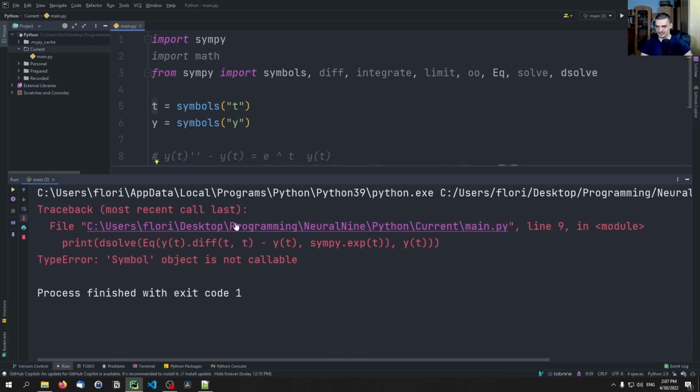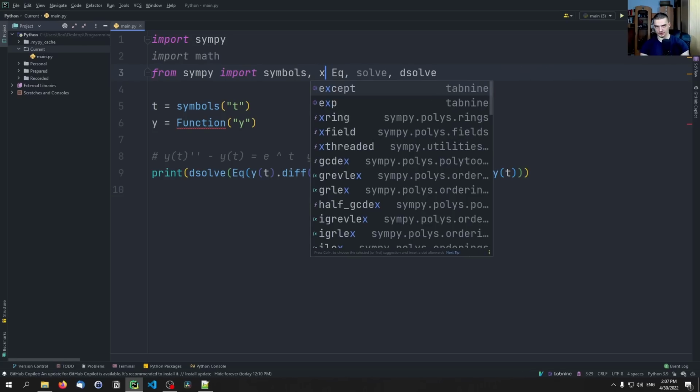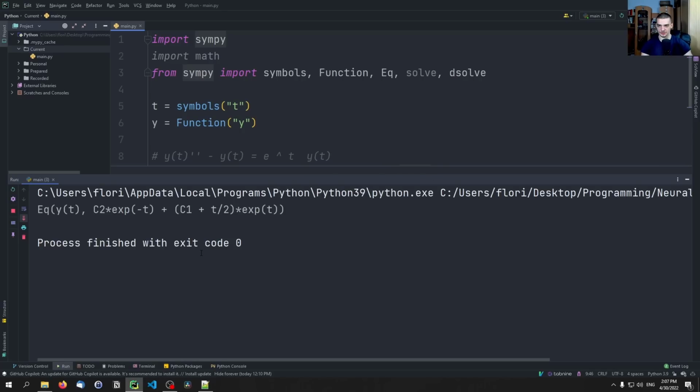Let's see. Okay, we have a problem. Symbol not callable. Oh, sorry, I made a mistake. We don't want to call this symbol, obviously. I talked nonsense here. We cannot use a symbol like that. We need to call this function. And of course, we need to import Function also from SymPy. Because, of course, if we want to use y in that context with y of t, we need to specify this as a function, whereas t is a symbol. So this is what you need to do here, and then you get that here as a result.